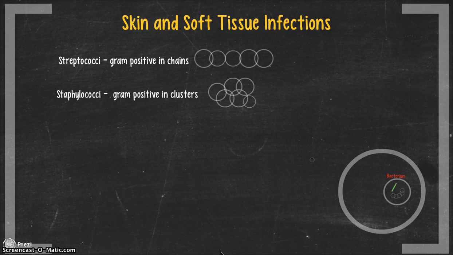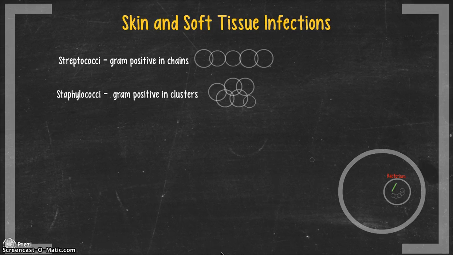This is relevant to know, especially because if a specimen from the skin is sent to the lab for microbial analysis, sometimes an early preliminary read is available, which may mention gram-positive bacteria in clusters or gram-positive bacteria in chains, which can help you with your initial antibiotic management.